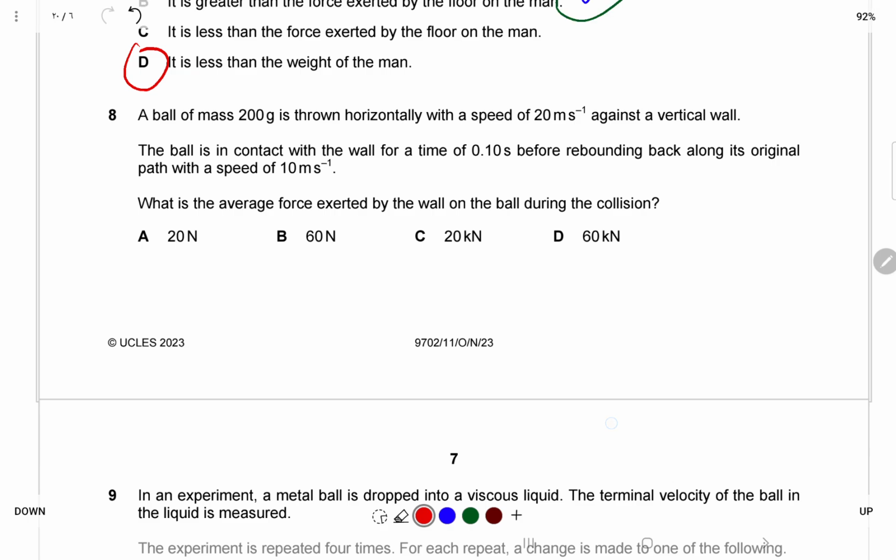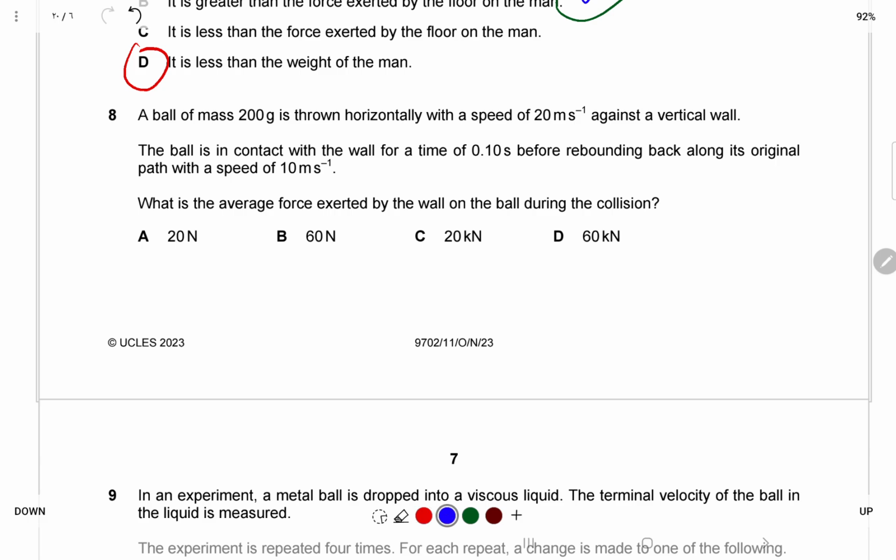Question 8. A ball of mass 200 is thrown horizontally with a speed of 20 meters per second against a vertical wall. The ball is in contact with the wall for a time of 0.10 seconds before rebounding back along the original path with a speed of 10 meters per second. What's the average force exerted by the wall on the ball?